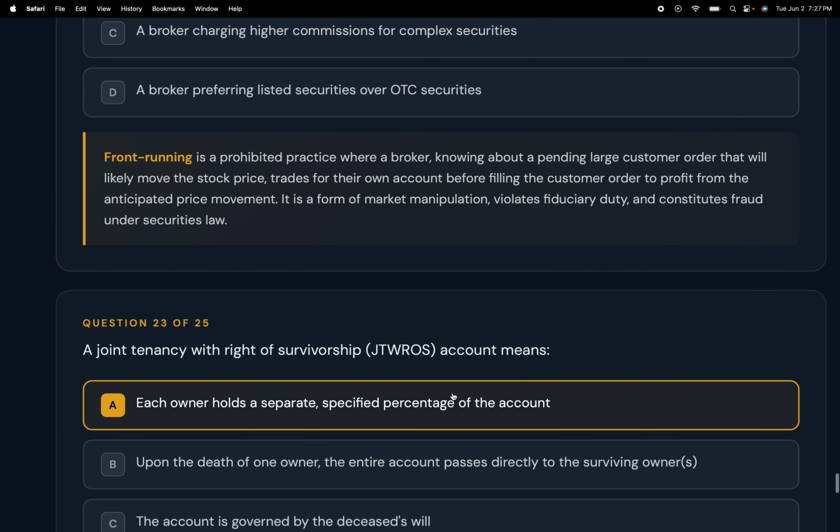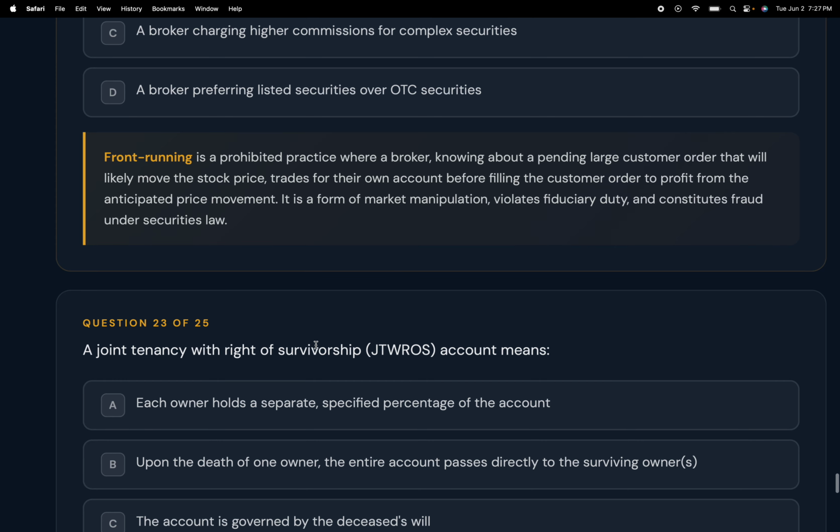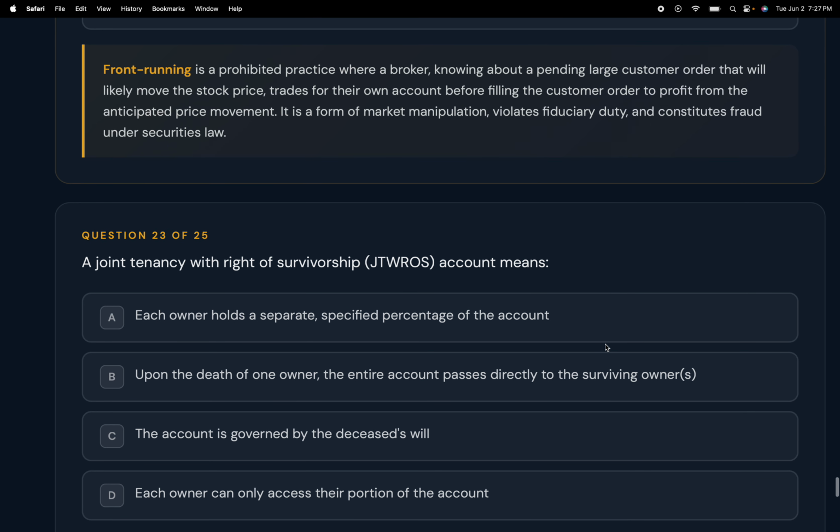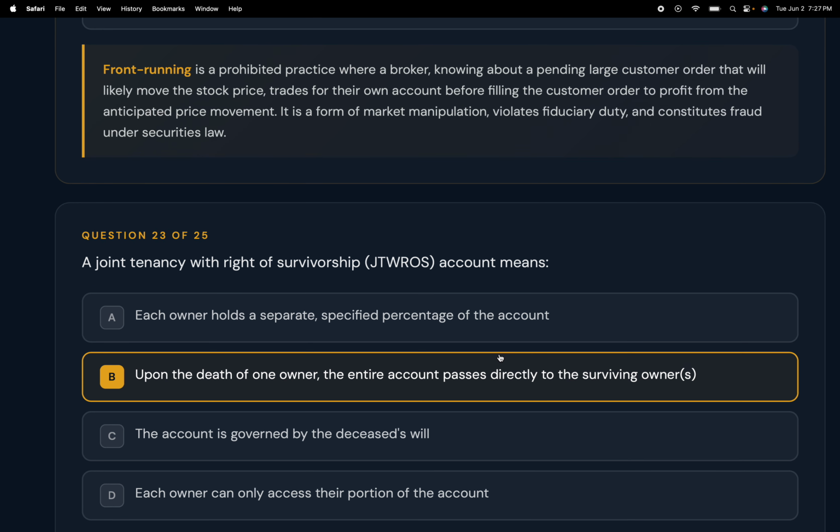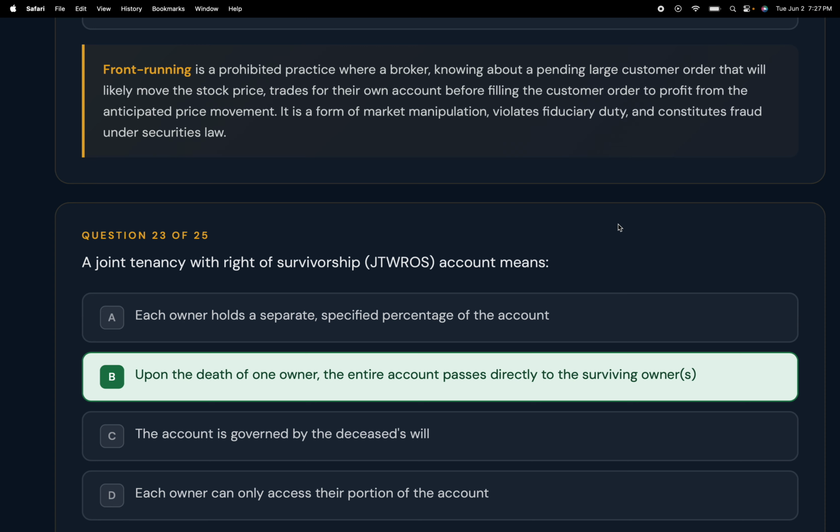A joint tenancy with rights of survivorship account means... what do you think? Once the owner passes away, the account directly goes to the survivor. This kind of gives it away: rights of survivorship. Now, I want you to make a note. You got to know the other types.